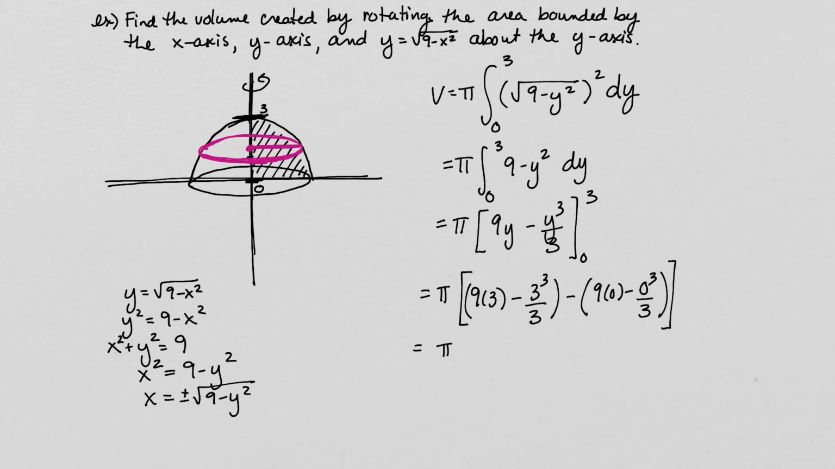So we're going to have pi times 27. 3 cubed is 27, but 27 divided by 3 is 9. So 27 minus 9, right? This whole second part just goes to 0. So 27 minus 9 is 18, and we end up with 18 pi.